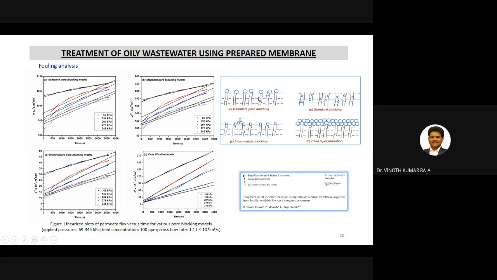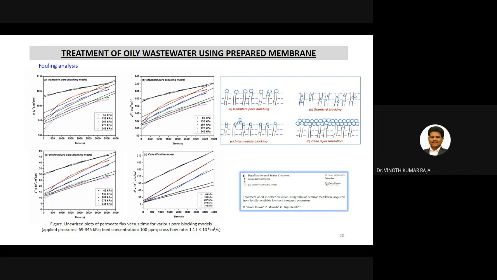If you look at the standard pore blocking, this occurs due to the non-uniformity of the pore path. When the solid particles are smaller than the pores of the membrane, they create pore blocking inside the pores of the membrane. Therefore, the pore volume of the membrane decreases proportionately to the filtered volume of permeate in this standard pore blocking condition.